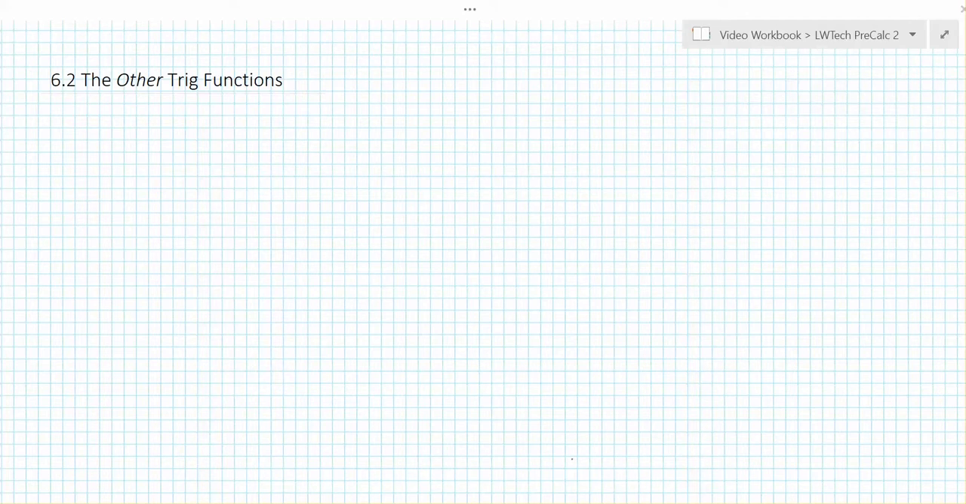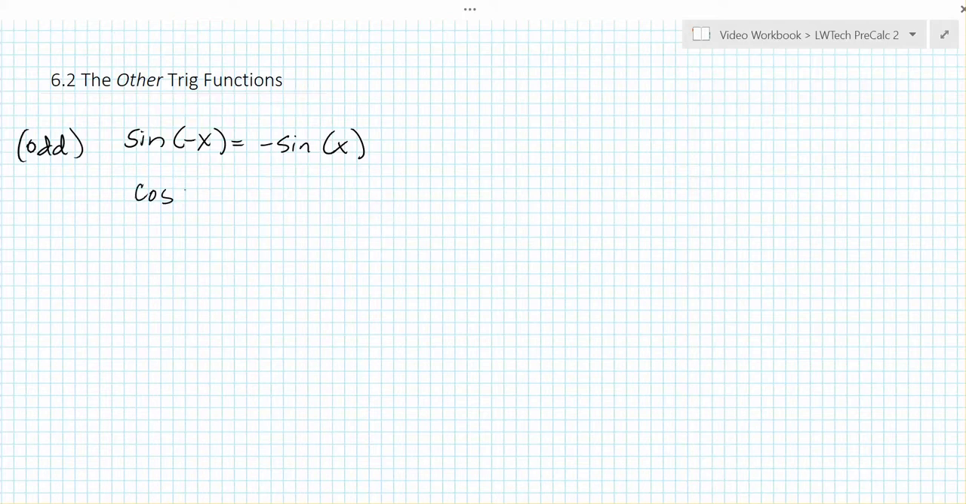Back in the last section, we talked about how the sine was an odd function and the cosine was an even function. From a mathematical perspective, this meant that the sine of negative x was equal to the negative sine of x, while the cosine of negative x was equal to the cosine of x. We call these the negative identity functions.